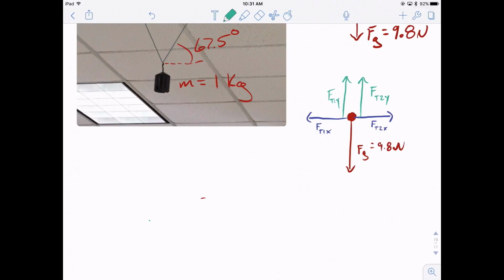First off, which two forces are going to cancel? What's the easiest one to see that they're going to balance each other out?